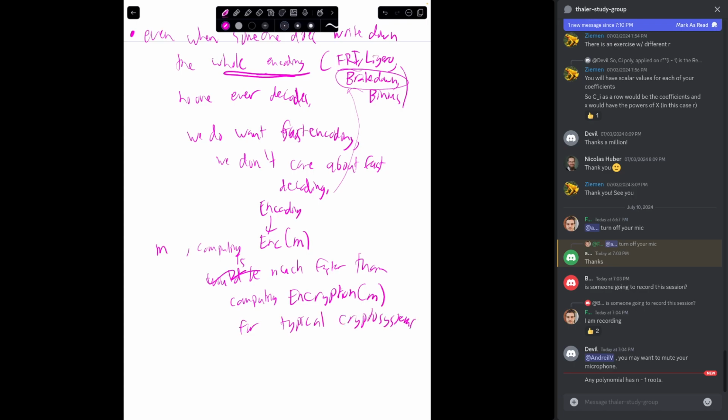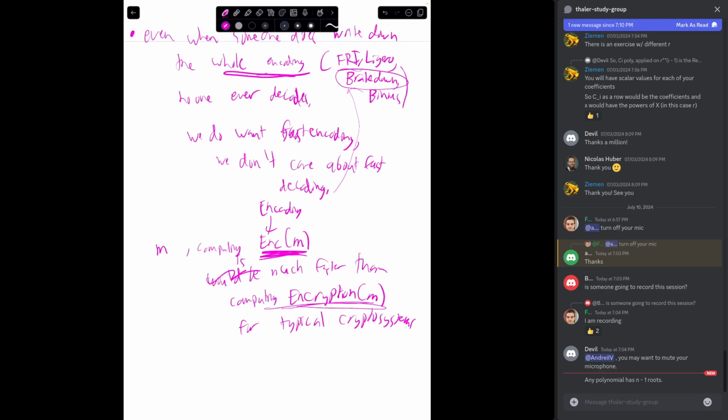So typically the codes we use, like encoding just involves finite field operations, whereas encryption might involve cryptographic group operations or something else. And so that's one reason, is just like the performance is probably better by using an encoding instead of an encryption.